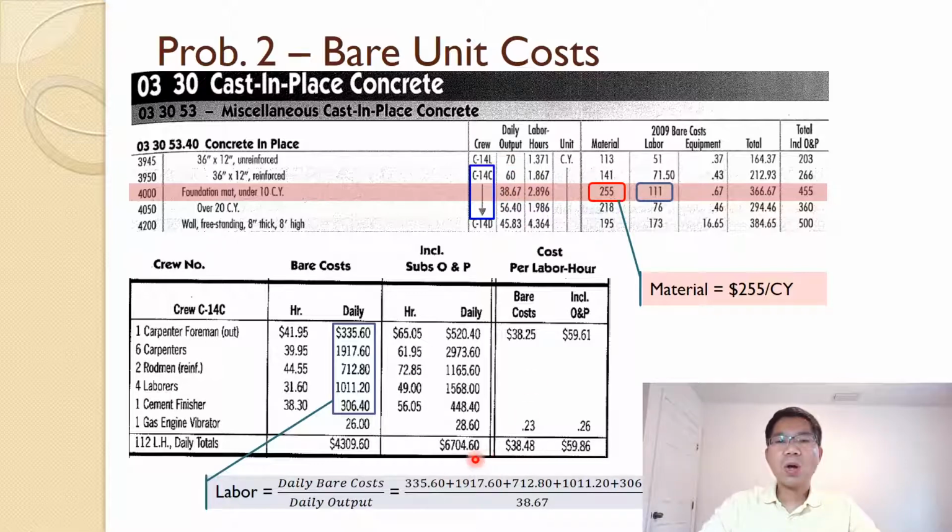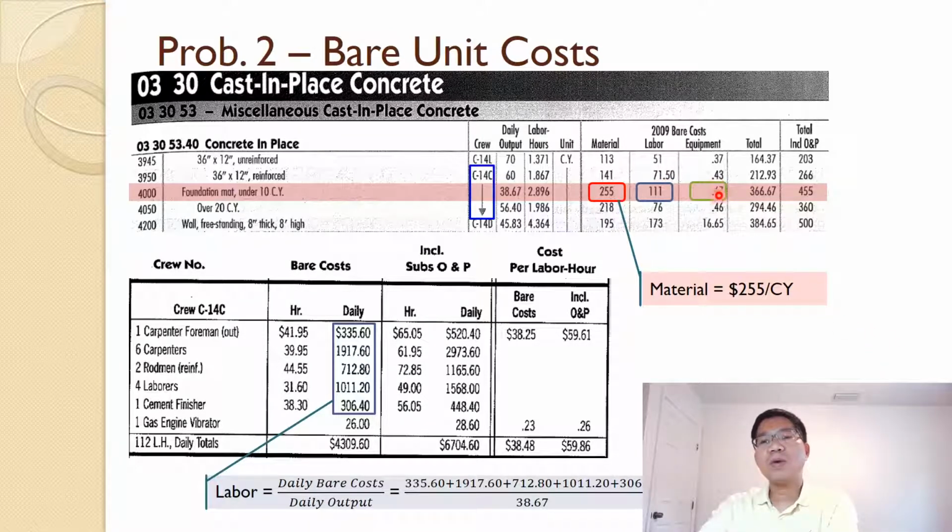So on this side, all I have to pay for this crew. You see how much this crew can produce for me. Divide this, we get $110 per cubic yard. That's why they have that number here, the bare cost for this item. Make sense? So that is the dollars I have to pay for this crew. How much can this crew produce for me? Divide, you get the unit cost. So that's where the number comes from.